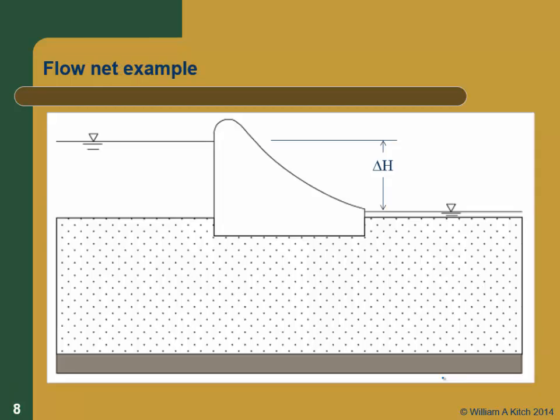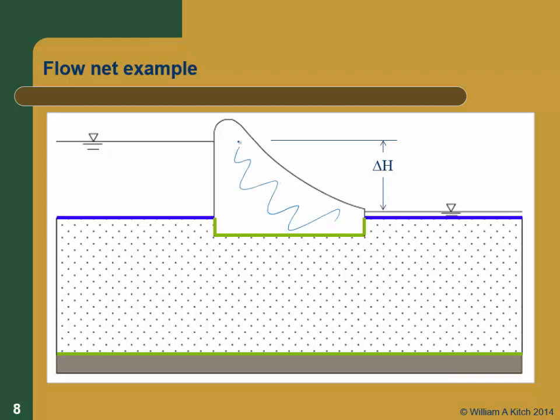Okay, so we'll do a little flow net example. The first thing we're going to do in the flow net is identify our boundary conditions, because we're going to start at the boundaries. Let's see, what's the easiest way to do that? I think I have four different boundaries in here.